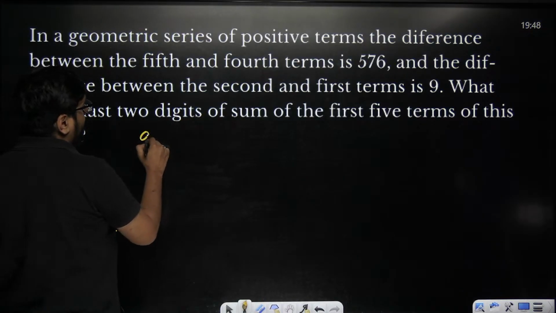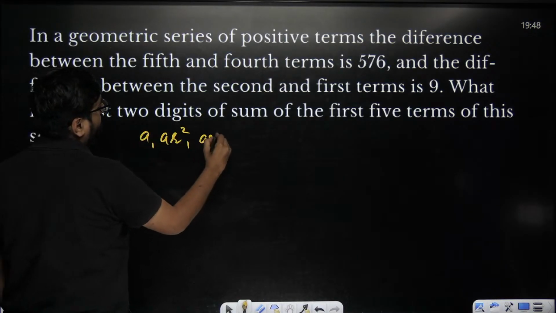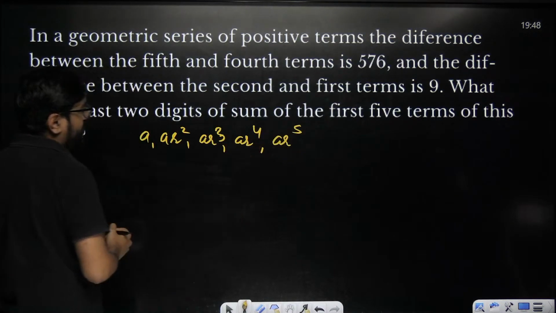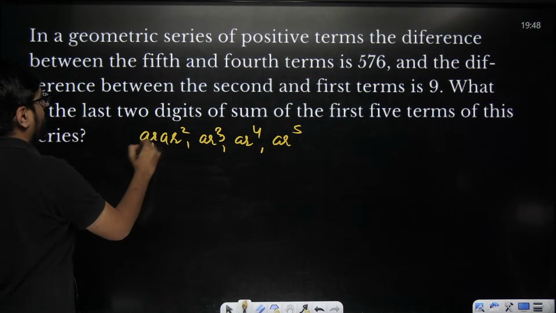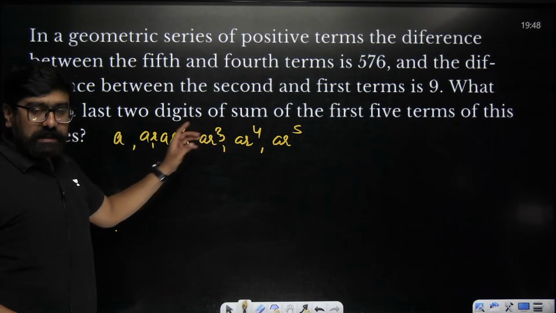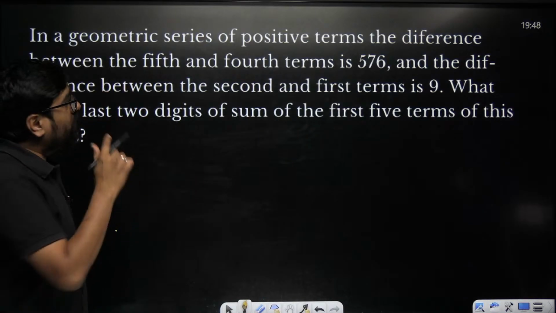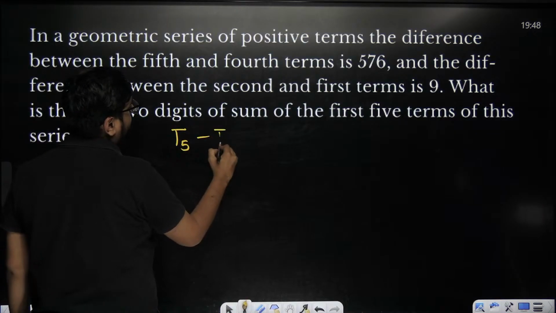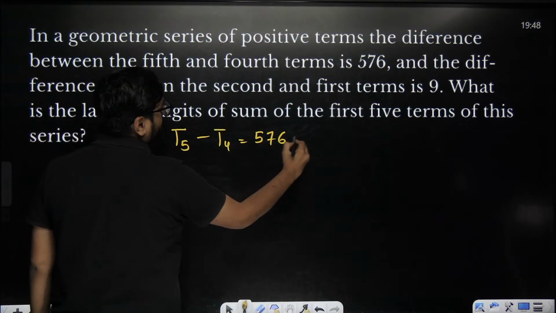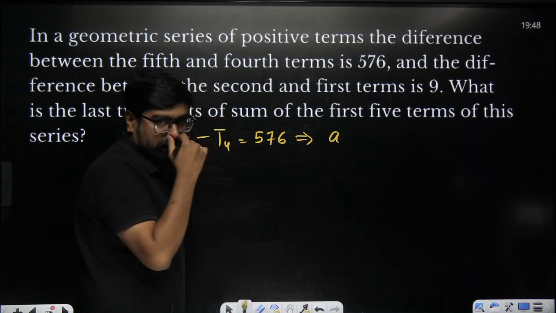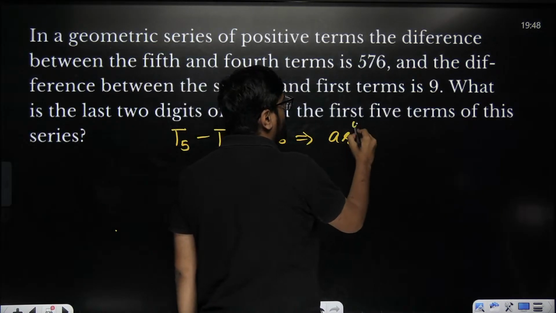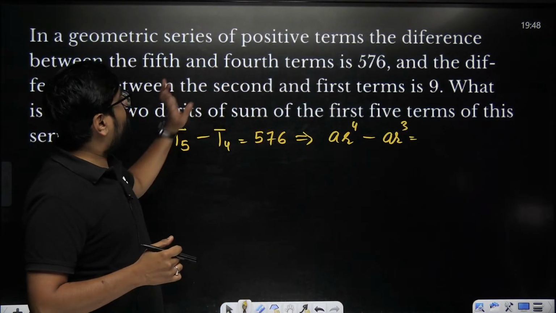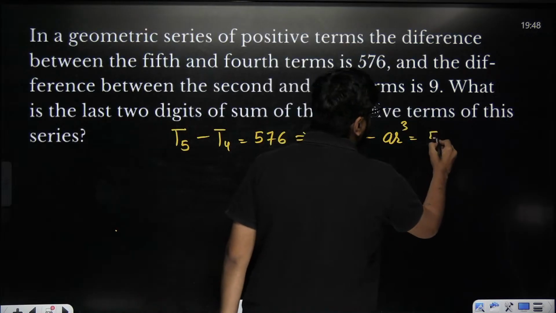Okay, so they are saying geometric series of positive terms and the difference between the 5th and 4th term. So A, AR, AR square, AR cube, AR to the power 4. This is what we have. Here it will be AR, here A. So 5th term will be AR to the power 4, and 4th term will be AR cube. So T5 minus T4 is given to us as 576. Here A is the first term, R is the common ratio. So AR to the power 4 is the 5th term, and AR cube is the 4th term. This difference is given to us as 576.